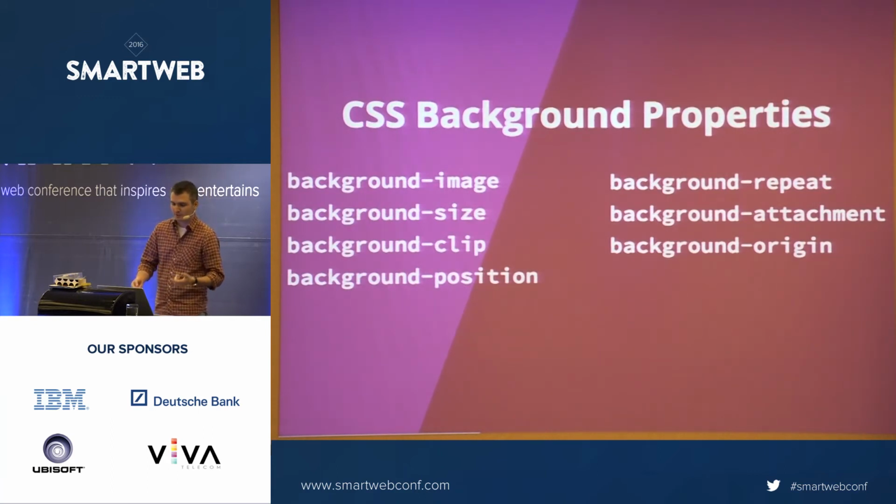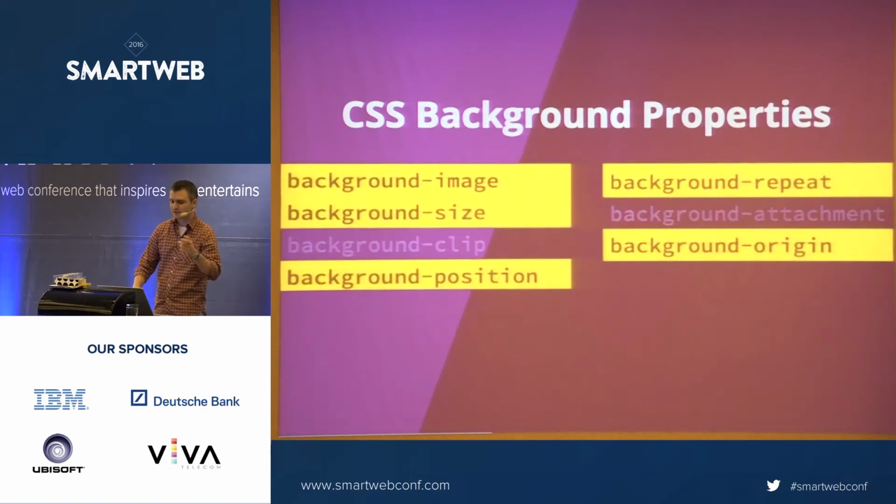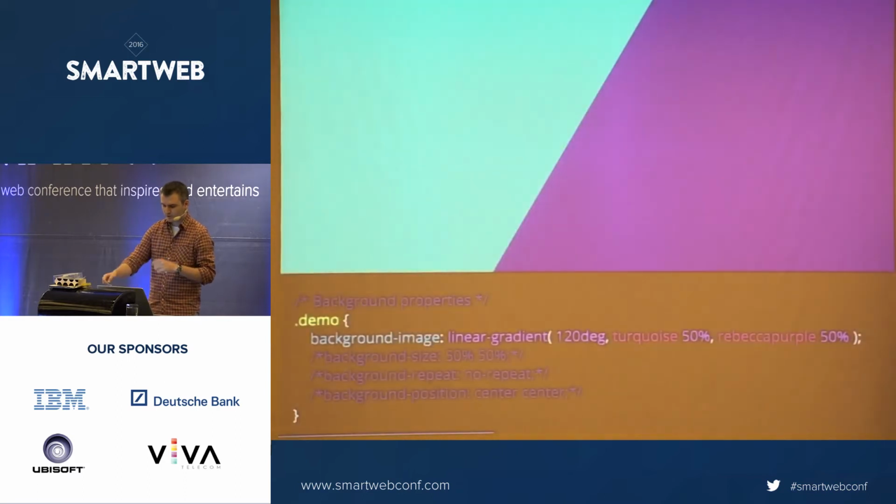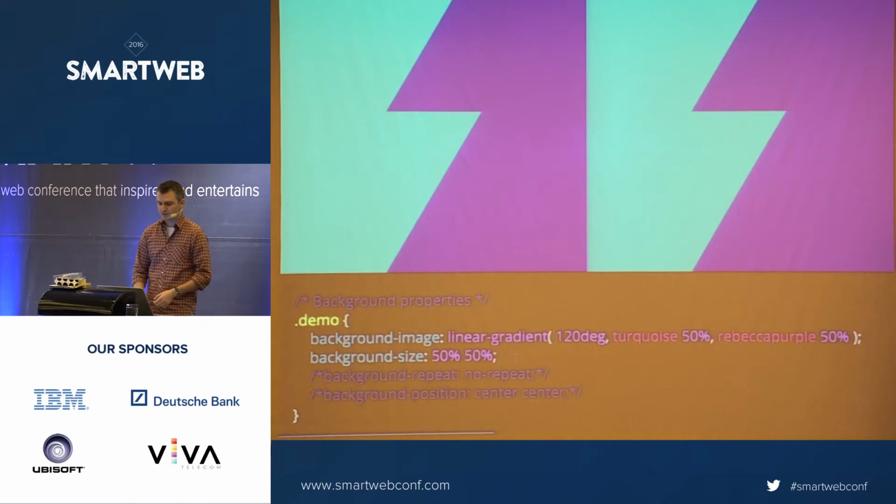This is really important because we can use background image, background size, clip, position, all sorts of properties. I'm only going to cover the ones highlighted in yellow over here today, and we're going to achieve some really cool things even with just these properties. So let's revisit our gradient example from earlier. We have a linear gradient slanted at 120 degrees. It goes from 50 to 50, turquoise to purple. And then what we can do is change the background size of this to 50-50.